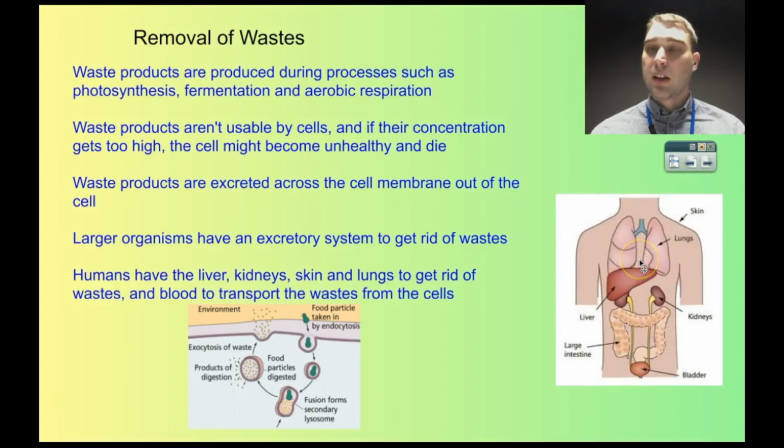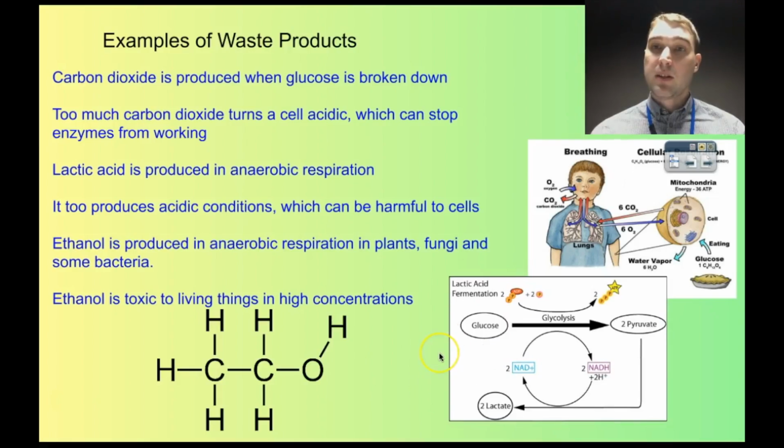So when you're breathing out carbon dioxide and water, those are waste products of the aerobic respiration process. When you sweat, you can get rid of water, but you can also get rid of urea, which is a breakdown product of proteins. So I've just mentioned some of the waste products that you should probably know about. So carbon dioxide is produced when you break down glucose, both aerobically and anaerobically, depending on how you break it down. Too much carbon dioxide isn't good for a cell because carbon dioxide, when it's dissolved in water, produces a weak acid. So if you get too much carbon dioxide floating around, that can produce acidic conditions.